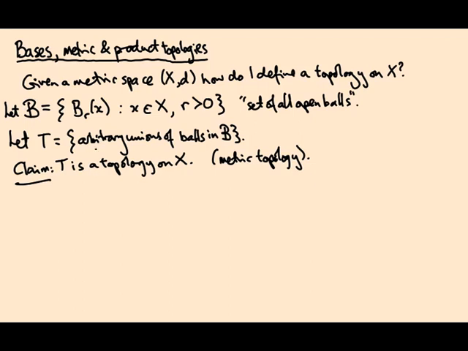So when you have this kind of situation, the set B is called a base for the topology. In other words, T is obtained by taking unions of sets in the base. Okay, so let's prove the claim. Is the empty set in T? Well, T is a set of arbitrary unions of balls in B. In particular, you're allowed to take the empty union, where you're just unioning nothing, and that gives you the empty set. So that's certainly in T.